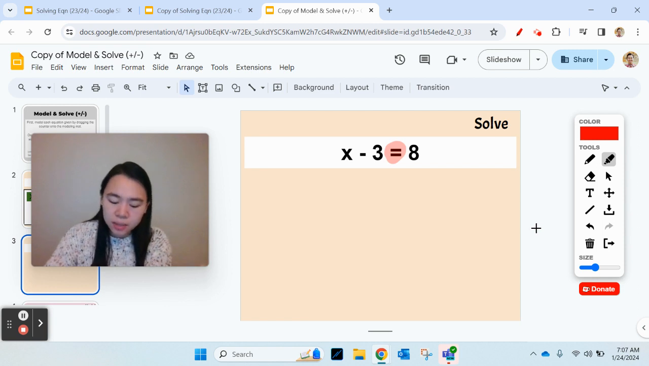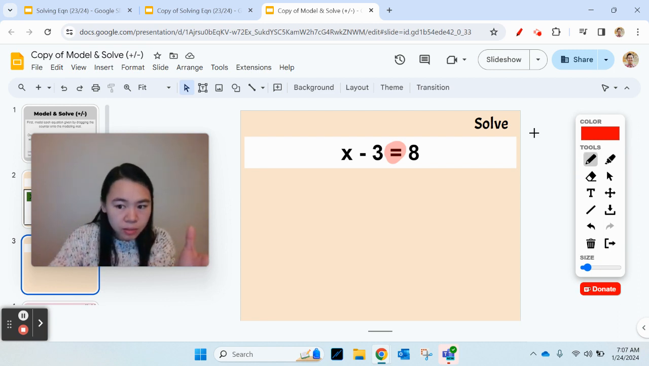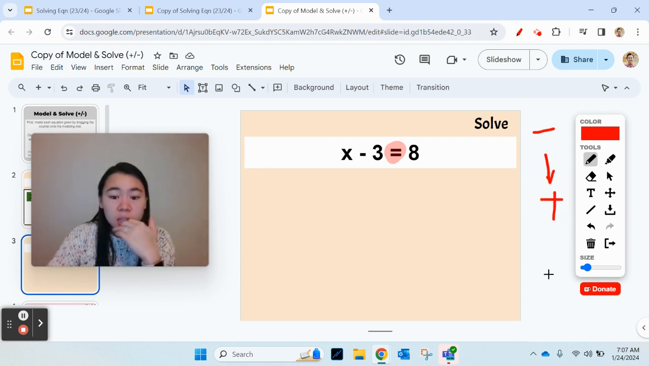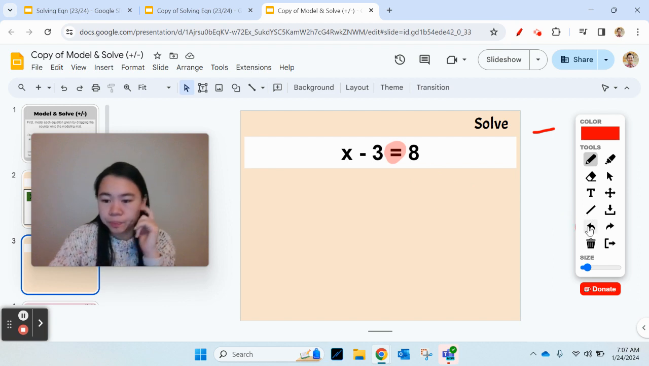So if I see my variable is being subtracted, so x minus 3, we're going to do the opposite of minus, which is addition. If you see x plus 3, we're going to do the opposite of addition, which goes back to subtraction. So whatever's happening to your variable. This 8 is on the other side. It's just minding its own business, so don't worry about that 8. But what is happening to your variable?